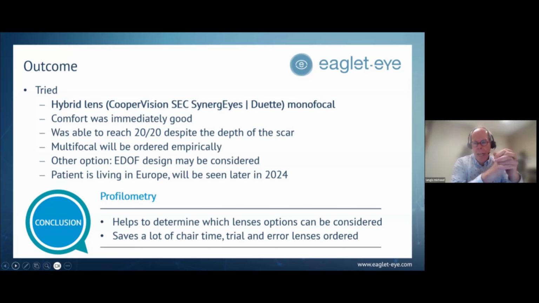So in that particular case, the profilometry helped us not only to be successful in our fitting, but to determine in advance what kind of options would be available and certainly suitable for that patient. It saved a lot of chair time, trials and errors, especially because the patient was living in Europe. I didn't have a lot of time. When I looked at the report, I said, okay, I really have to look at the patient to complement my expertise. He was in the area at a given point, on vacation, so I examined him. I had limited time to refit that patient, and it was successful.